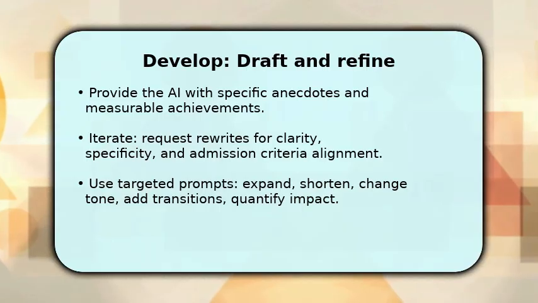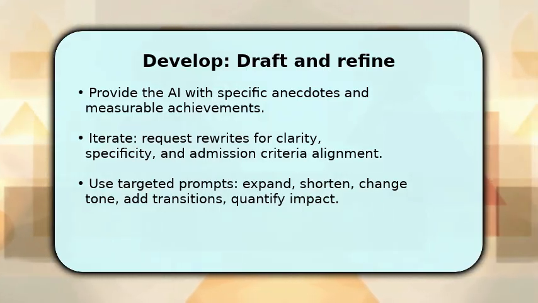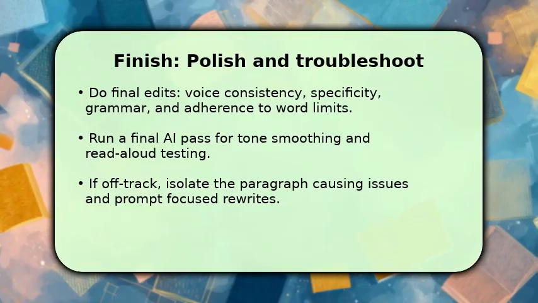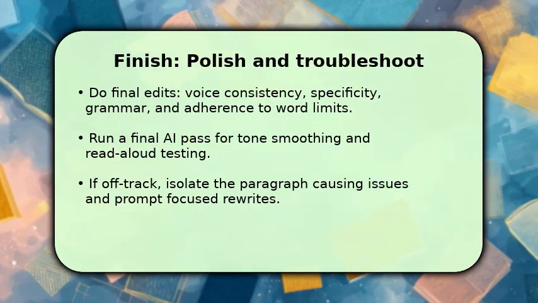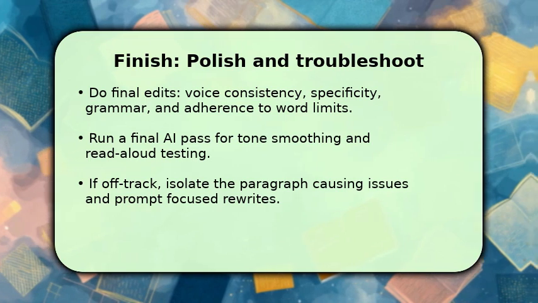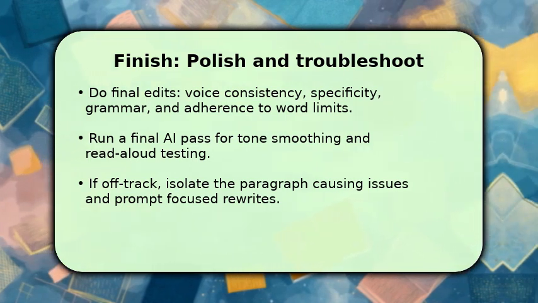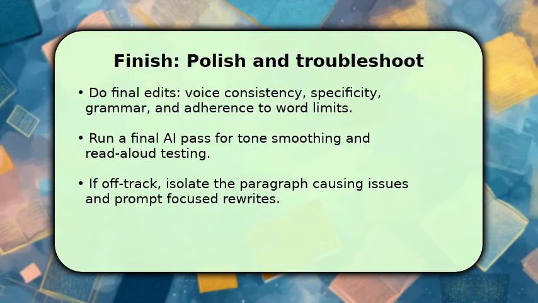You finish by harmonizing voice and checking grammar, specificity, and word limits. Read the SOP aloud to test flow. Once done, use the AI to smooth tone and fix awkward sentences, then manually verify factual accuracy and program names.